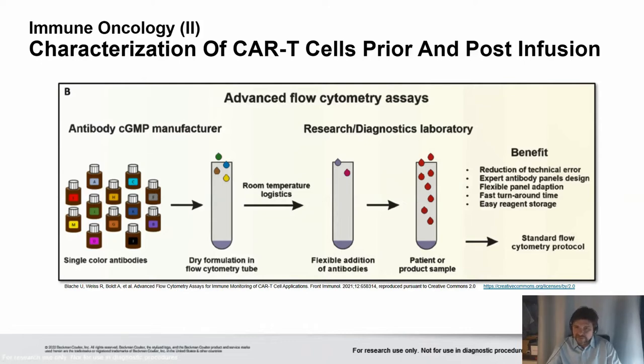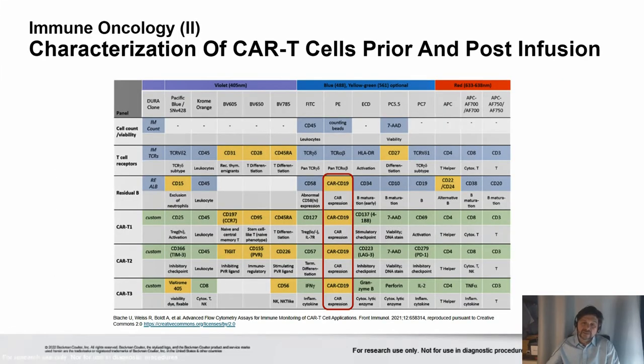Now they would be room temperature stable, so very easy logistics and storage. While this is a highly standardized solution, still you would have the flexibility to add antibodies to adapt this to your specific research question. And then there you are, you would add the patient sample and just follow a standard flow cytometry protocol, so very classical. However, all these error prone procedures, these potential prepping errors associated with the bulk of single color antibodies on the left, all this would be taken away because you can rely on the dry formulation of the cocktail already. And here's an excerpt of what was done in this study.